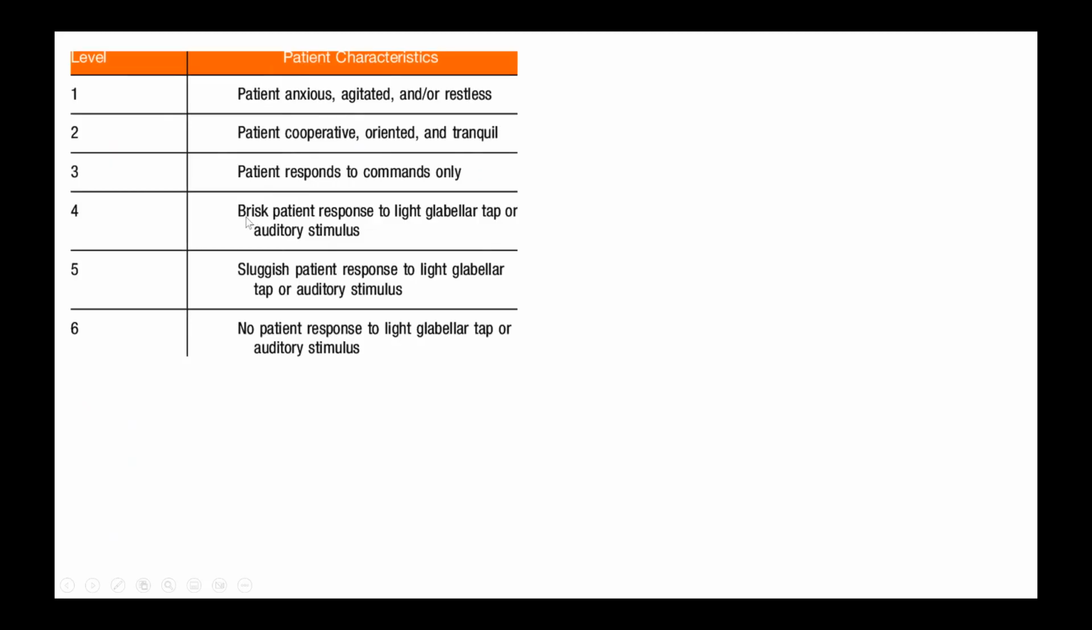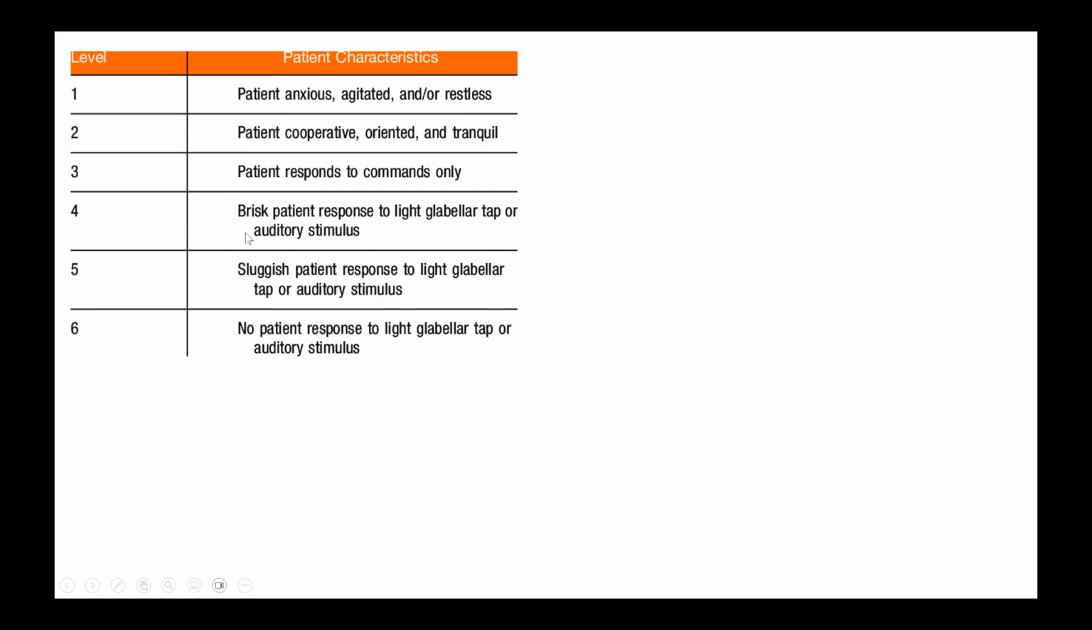So this older version is one where you had 6 levels or 6 classifications of scoring. In the first one, the patient is anxious, agitated, and restless. Patient cooperative, oriented, and tranquil in the second level. So this is supposed to be the ideal condition. Patient should be cooperative, very oriented, and able to answer all your questions and be calm, so that the sedation is optimal to keep the patient calm, at the same time reply to all your questions and able to tell you what is happening.